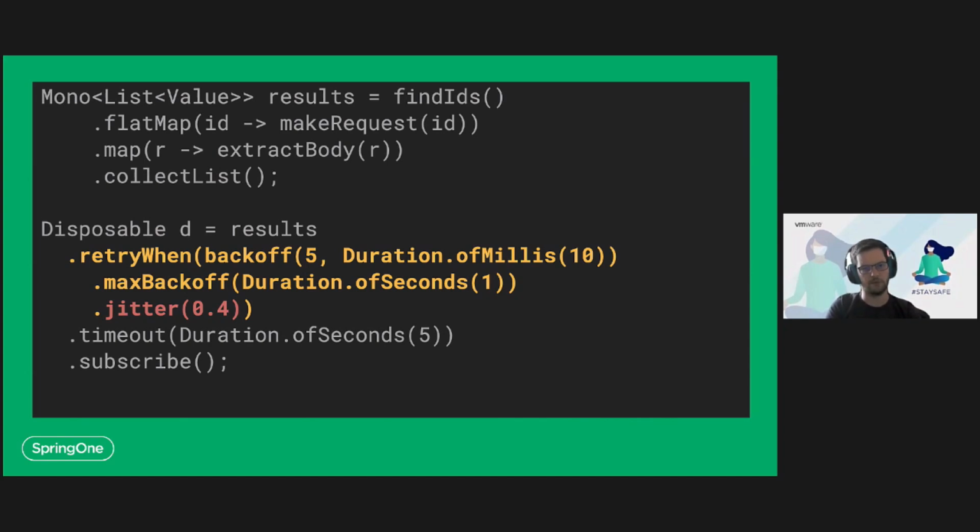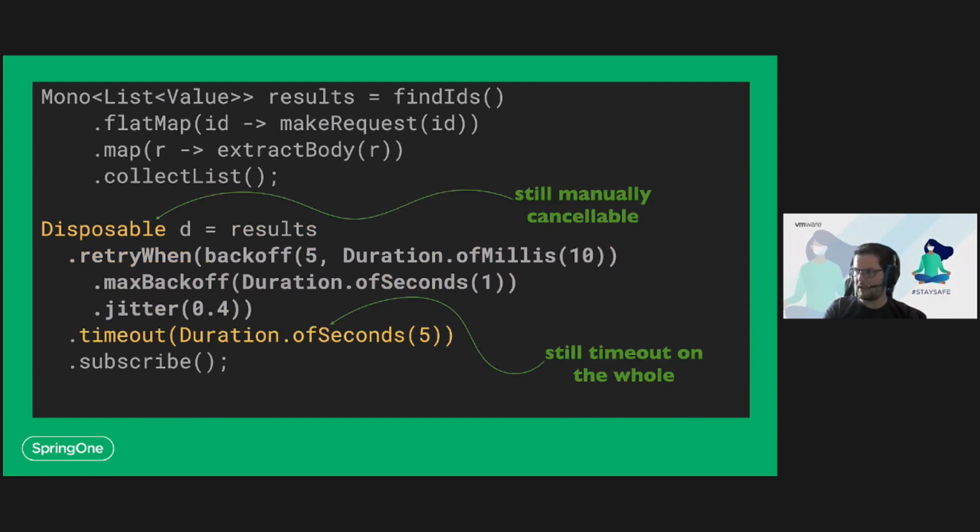So we don't get into the situation where a fleet of clients that overwhelm the server retry at the exact same time, basically. So by doing that, we retry on remote errors only. So a server is unavailable or 500 type of error, for instance. We still have something that is manually cancelable. We still are able to apply a timeout on the whole operation, including the retry.